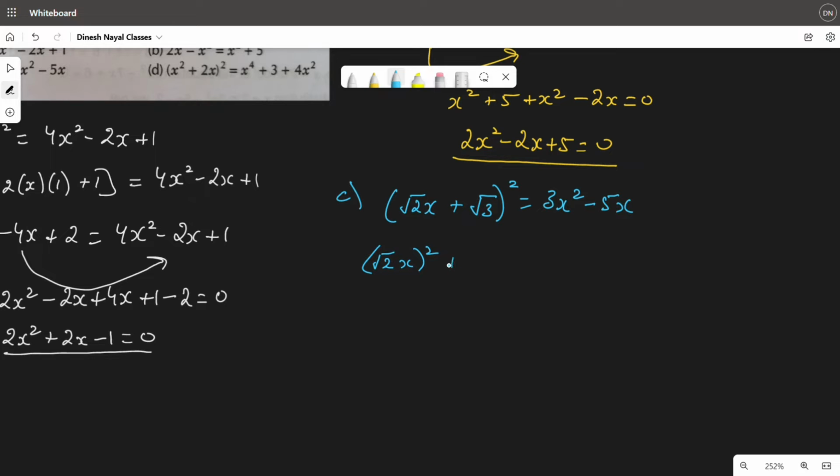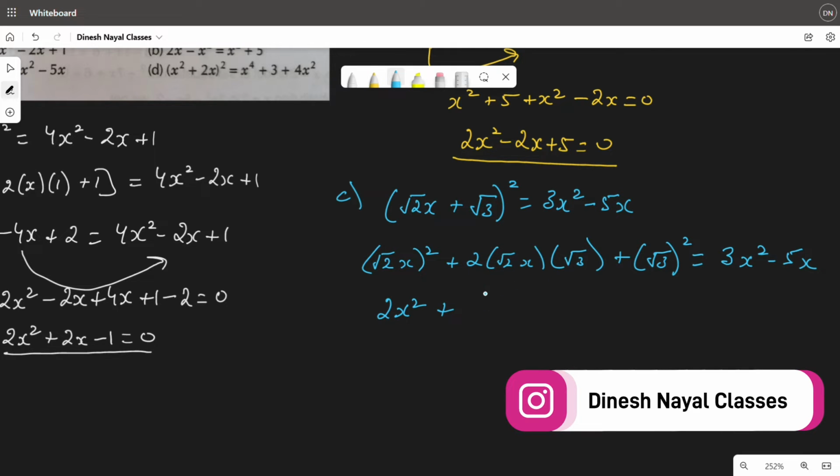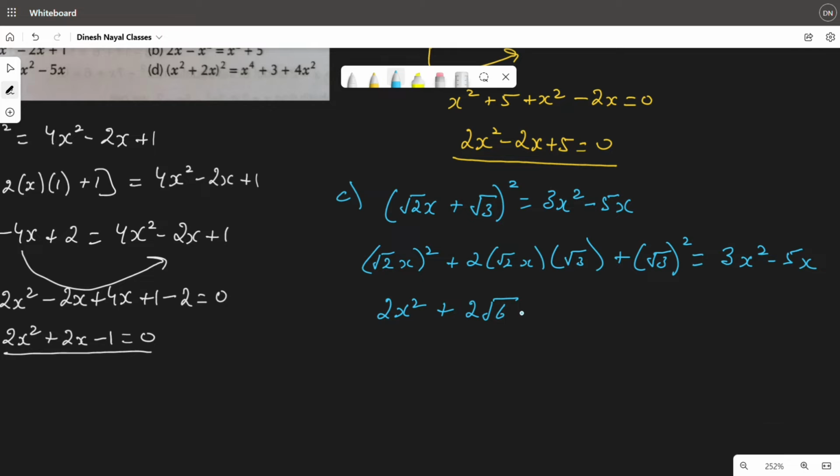This is a square, and then plus twice of ab, so that will be 2 into root 2x into root 3, and then plus root 3 whole square, which is equal to 3x square minus 5x. Now see, this will be actually 2x square, and this will be plus 2 into root 2x into root 3, that becomes 2 root 6x, and this will become root 3 whole square is 3, equals 3x square minus 5x.